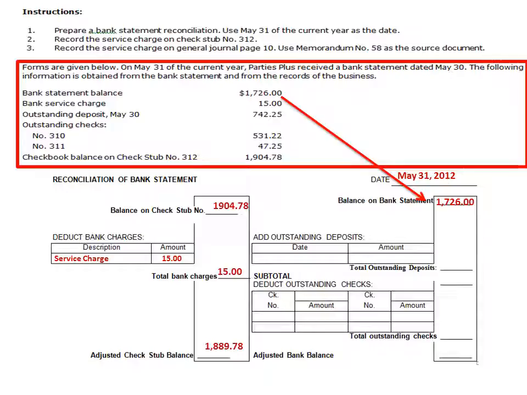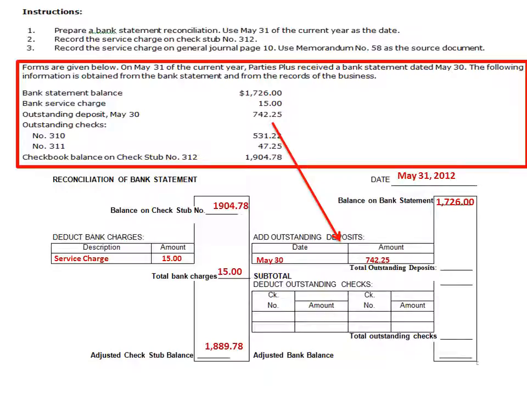An outstanding deposit and an outstanding check are items that haven't yet appeared on the bank statement. They're in the bank, but maybe there was a time lapse where they crossed paths and didn't appear on each other. So, do we have any outstanding deposits? Yep, in this case we do. We have an outstanding deposit of $742.25. We made that deposit on May 30th.